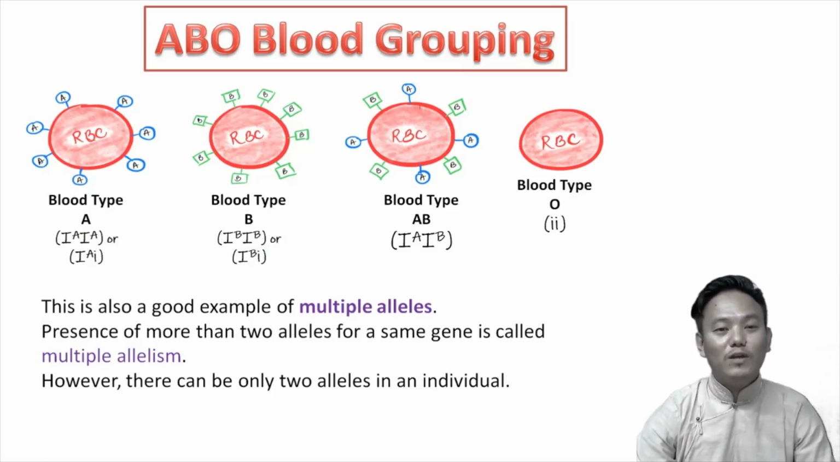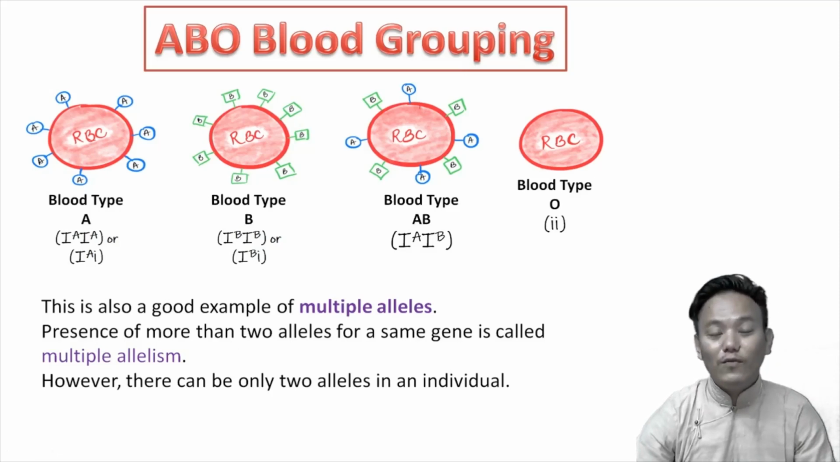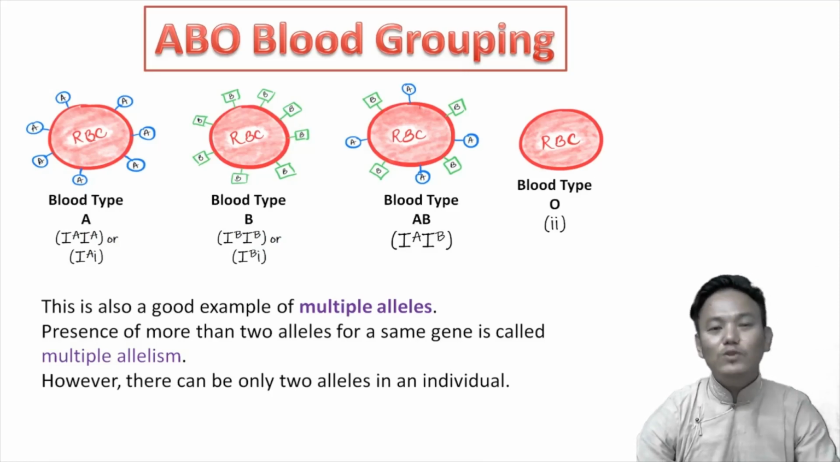Why is that so? Because we are diploid organisms. We get 1 allele from each parent, one from the father and one from the mother. So in an individual there can be only 2 alleles, but we can observe multiple allelism, IA, IB, and small i, when we study the population of human beings. When we study the population, we will find there are 3 alleles, but in an individual human being we can find only 2 alleles.